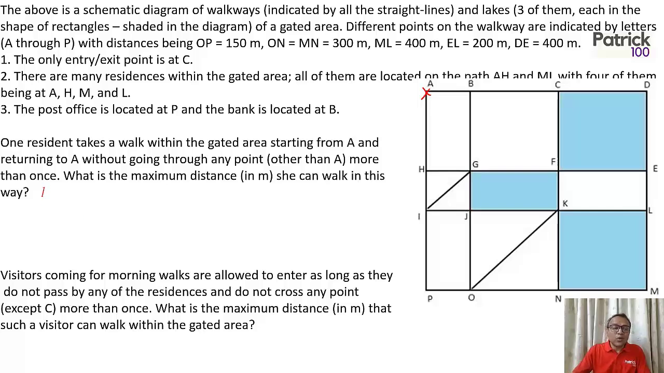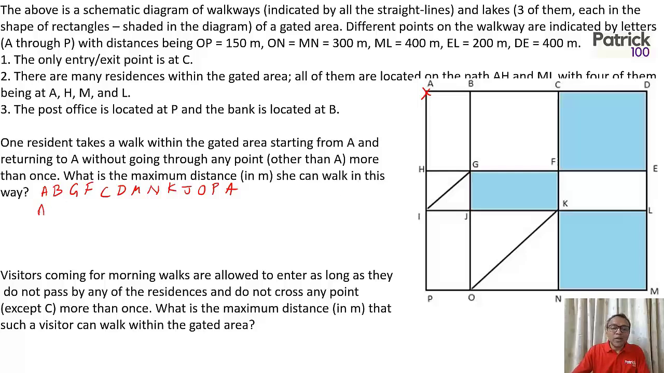So I can go to A, B, let's say. B, G I can go. G, F, F, C, D. Then go to M, go to N. Then I can go to K, J, O, P and A. That's one route I can take.